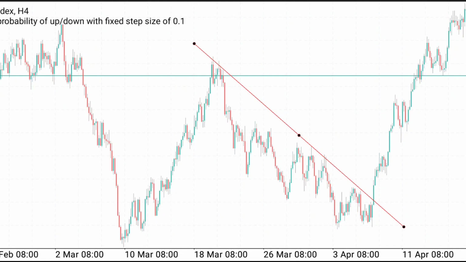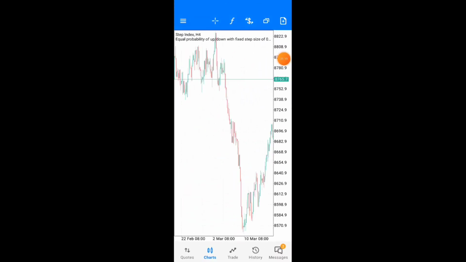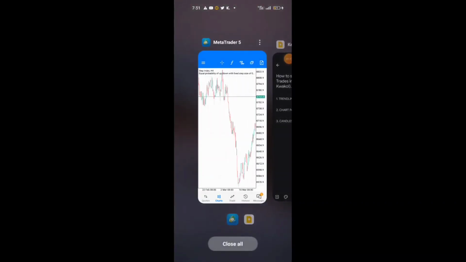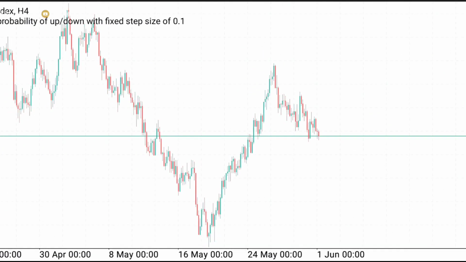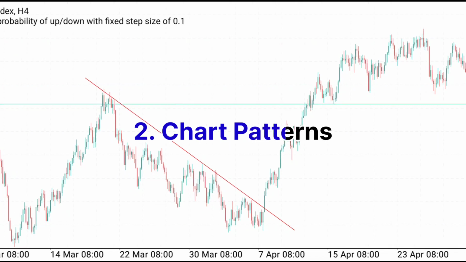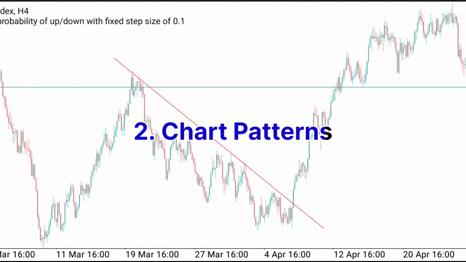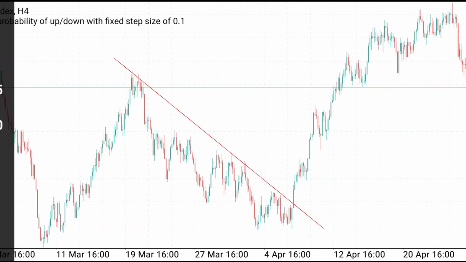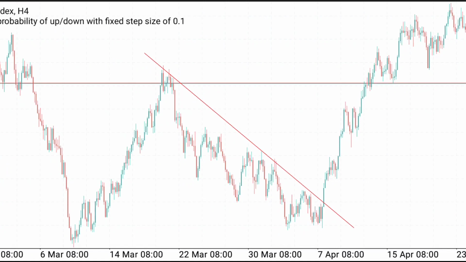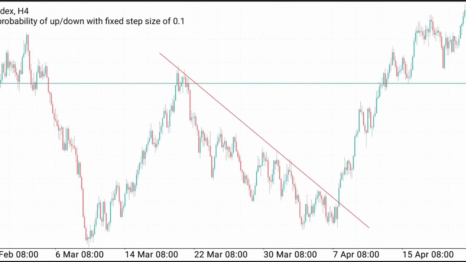The second one we are going to look into is chart patterns. When we talk about chart patterns, this is where we have our flag pattern, W pattern, head and shoulder pattern, cup pattern, triangular pattern, wedge pattern, and the rest of them, including the M pattern. So the first one is trend line, the second one is chart pattern.